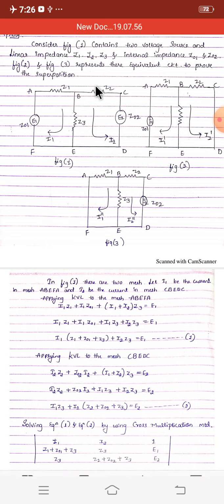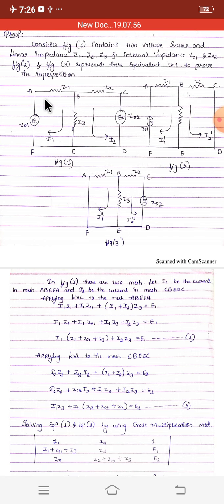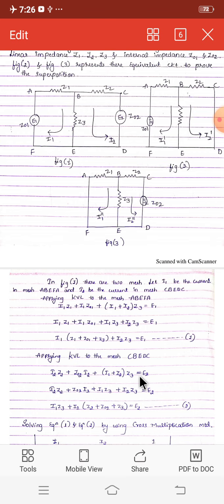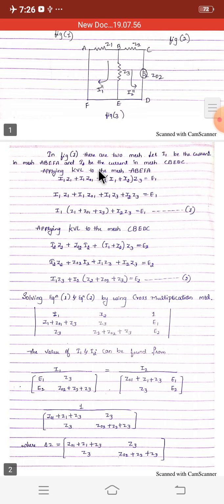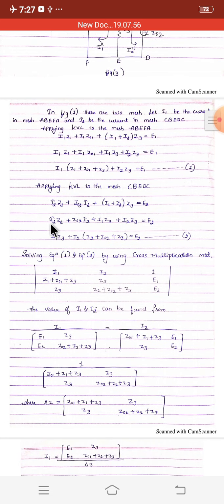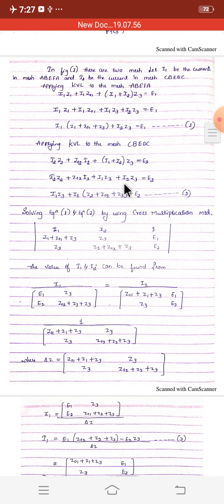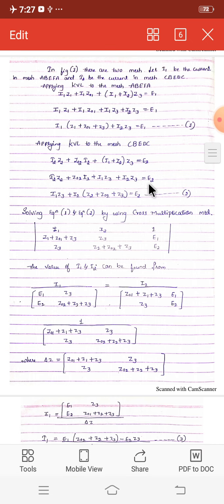Okay, so current is flowing like this. Here also current is flowing like this. So all terms become positive, that is equal to E. Okay, now solve this equation: I2 Z2 plus Z02 I2 plus I1 Z3 plus I2 Z3, that is equal to E2.